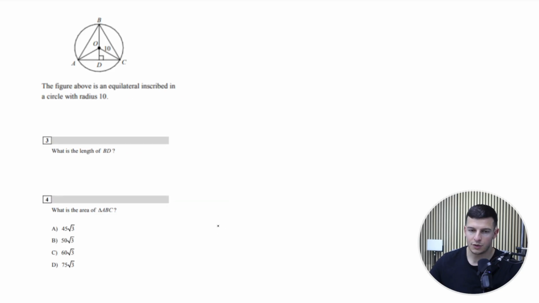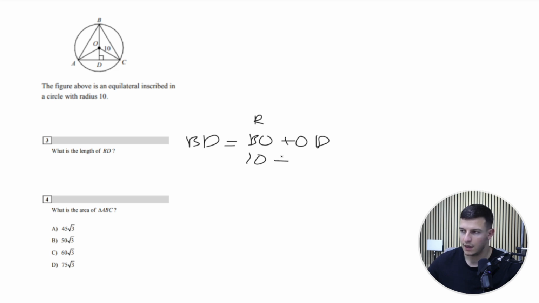It's the same circle. More questions. What is the length of BD? If you look at the image, BD is a combination of BO plus OD. Now you might say, why do I do that? Because we know what BO is. It's a radius, which is 10. And we know what OD is, we just found it. So the answer is going to be 15.